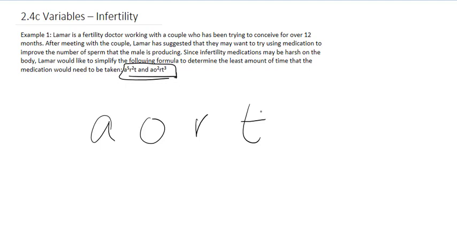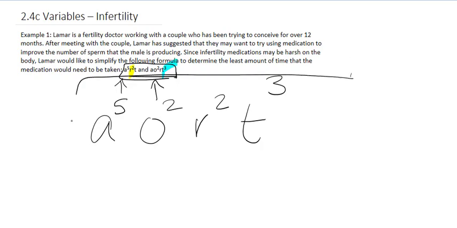So the highest exponent for A is A to the fifth. So we would write 5 right there. Then we look at O. The highest exponent for O is 2. So we would place a 2 right there. Then for R, you can see it right there. So we have 2. Now for T is T to the third. So this would be our least common multiple for these two.